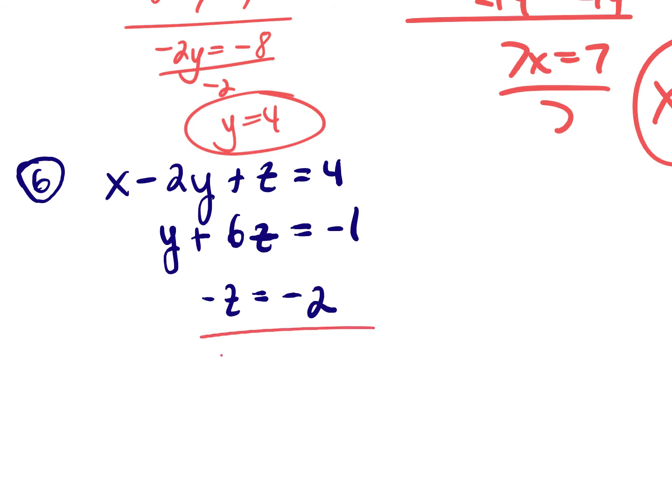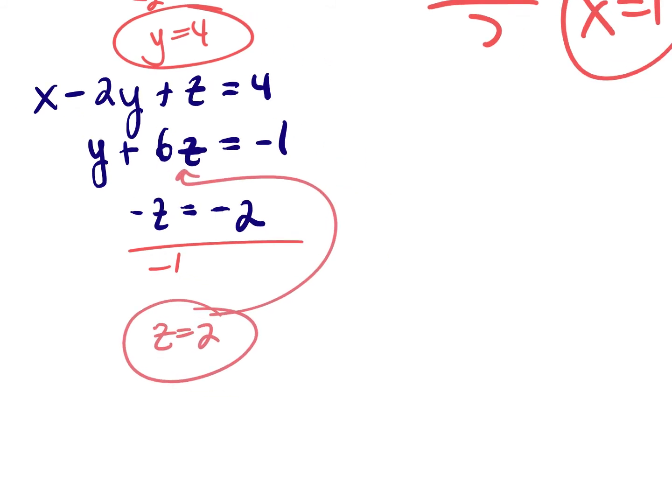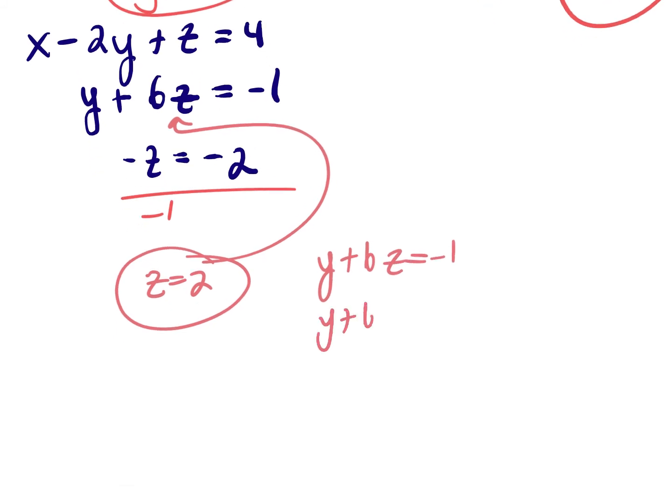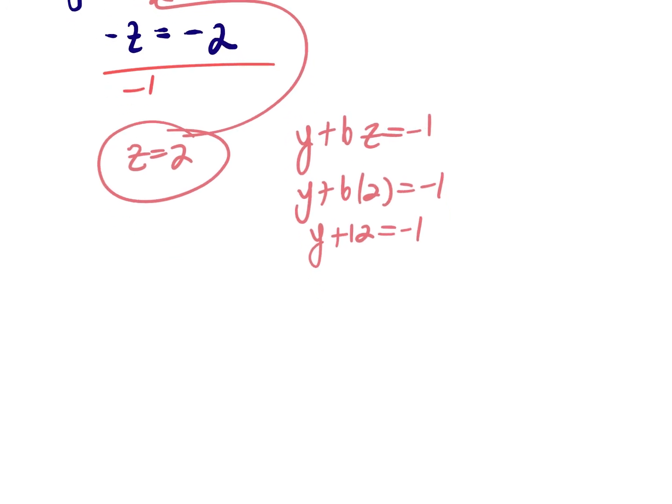But here I'm going to divide both sides by negative 1. And I get z is actually what value? 2. Z equals 2. Good. So we're going to take that and put it right there. So y plus 6z equals negative 1. Y plus 6 times 2 equals negative 1. Y plus 12 equals negative 1. Subtract 12. And y equals negative 13.